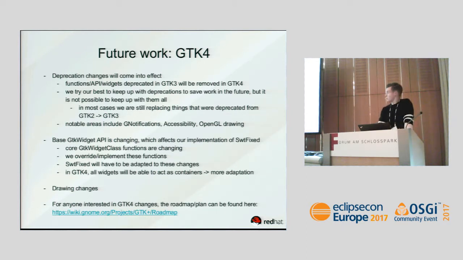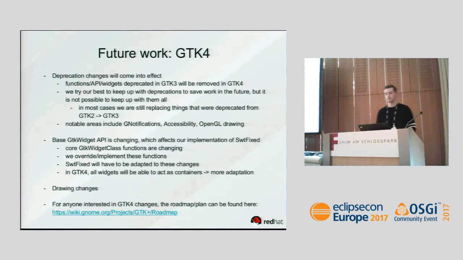There's also one other change that I probably should have put in bold here because it's a pretty big one, but in GTK4 all widgets will be able to be containers. So in SWT right now the divide is between widgets and containers. For example, we have composite, we have canvas, we have scrollable. Those are container widgets. And then you have normal widgets like text, tree, table, list, and so on. There's a long list of them.